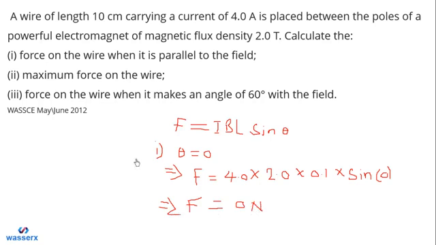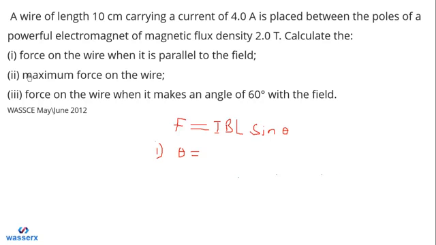Now let's look at the II part. For the II part, the force is maximum when the wire makes an angle of 90 degrees. That is, it is perpendicular with the field. So 90 degrees with the field.